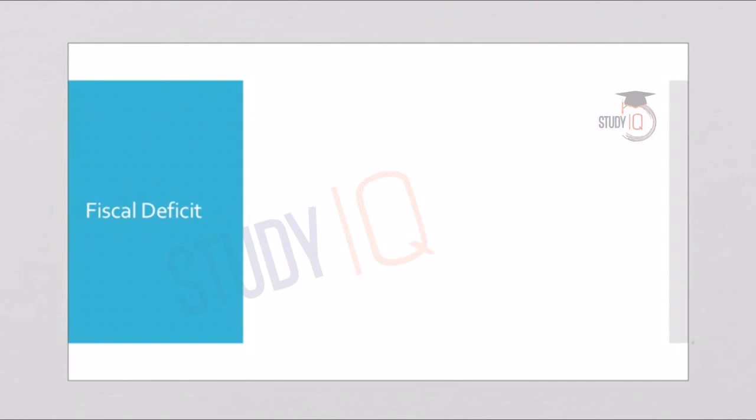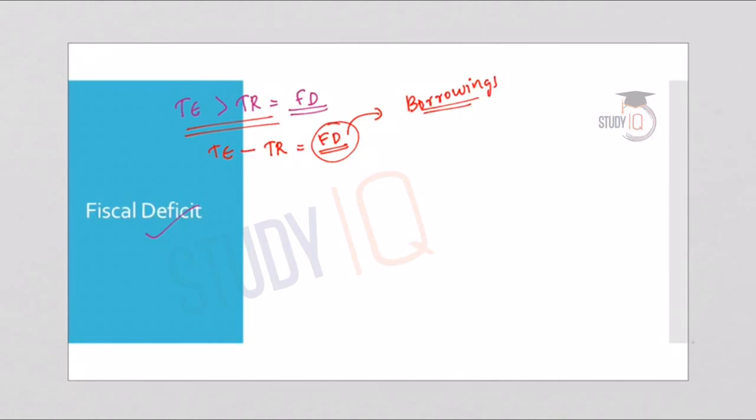Now next important parameter is the fiscal deficit. So what is meant by fiscal deficit? It is the excess of total expenditure over total revenue. So when total expenditure is more than total revenue, it is called fiscal deficit, and the difference between total expenditure and total revenue, which is the fiscal deficit, will give you a picture on what should be the borrowings of the government. So when your expenditure is more than your revenue, what is the option left out? You have to borrow from some sources.